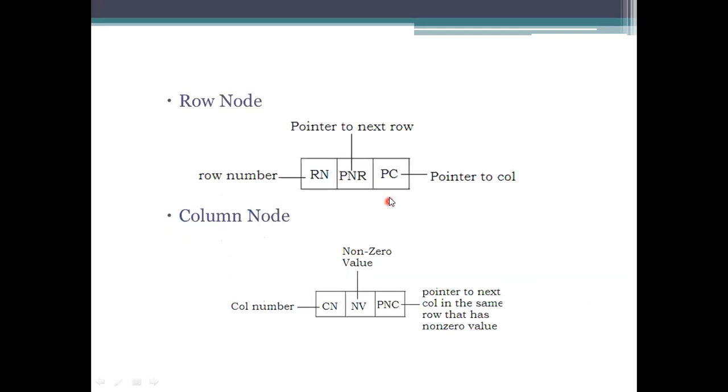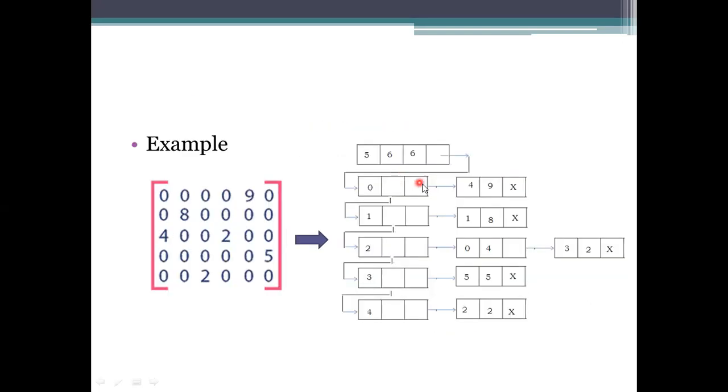So the column means a pointer to the column. This one will act as a pointer to the column. This will be the pointer to the next row. See here, the middle one is pointing to the next row. The last one is pointing to the columns here.